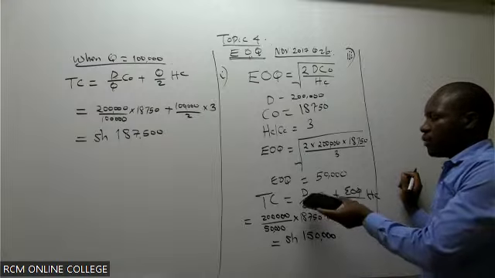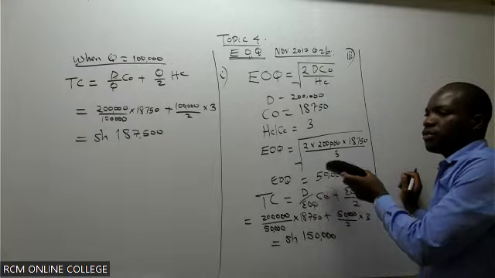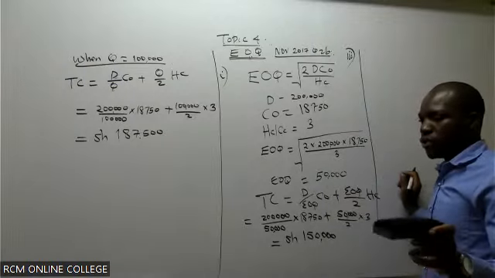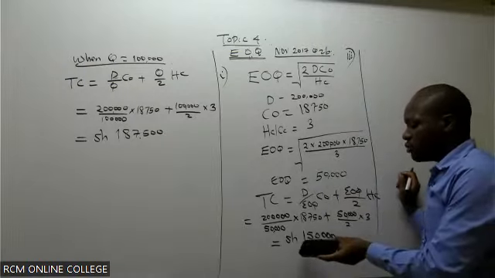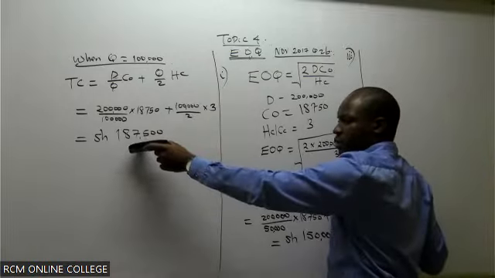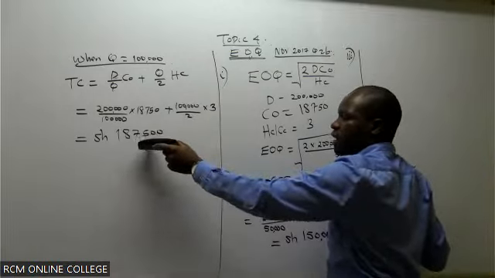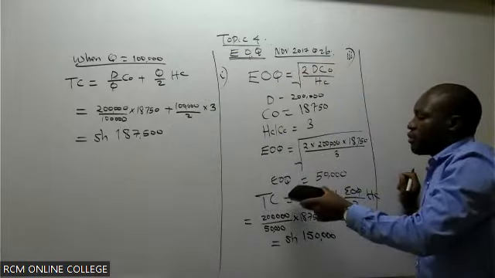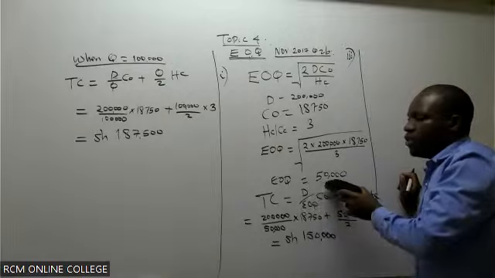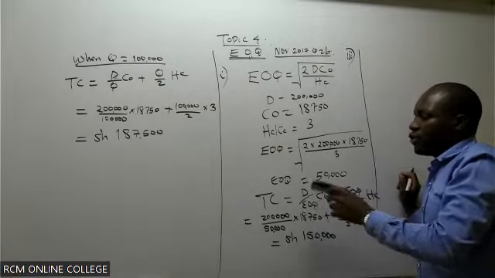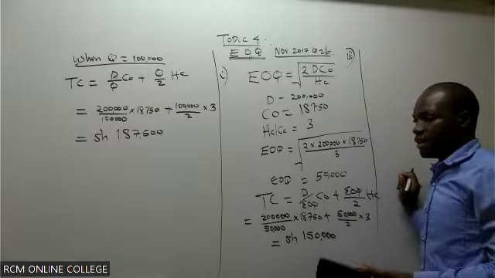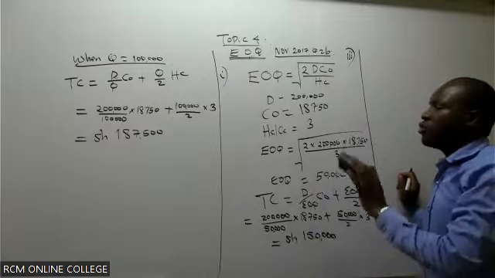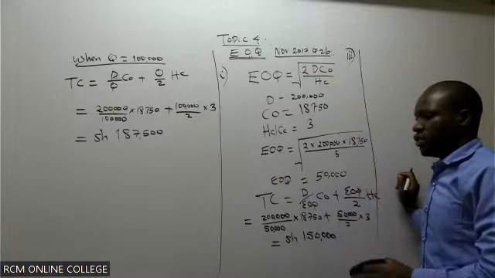They are supposed to order 50,000 units, because by ordering 50,000 units they are going to save on cost. By how much? The difference between this and this, that is 37,500. So the company should order 50,000 units so that they are able to save a total of 37,500. That's what you are required to do in this particular question.